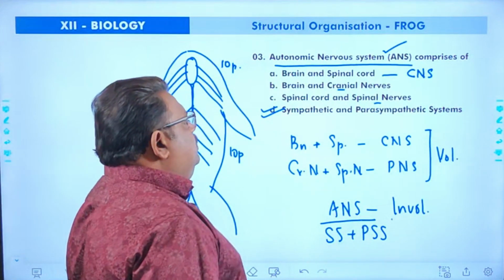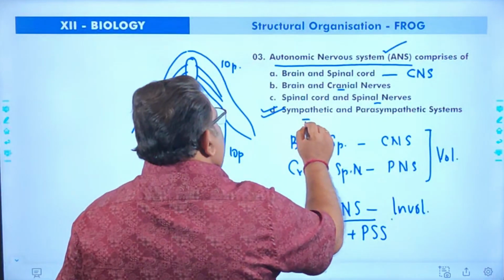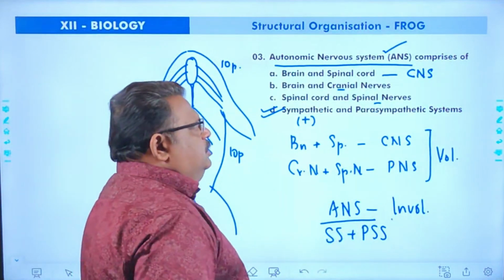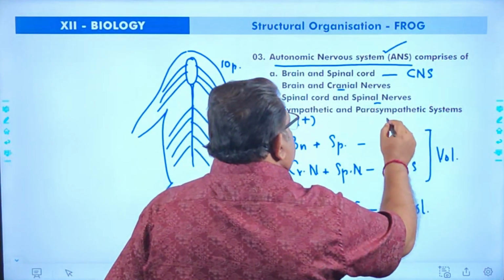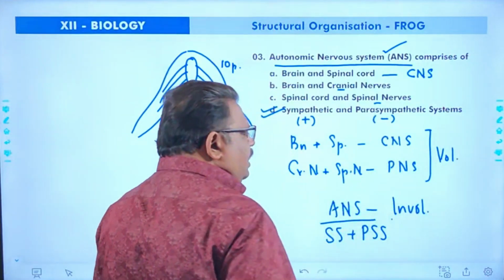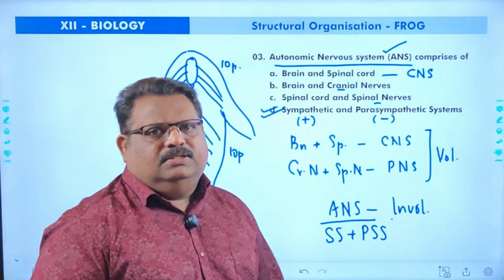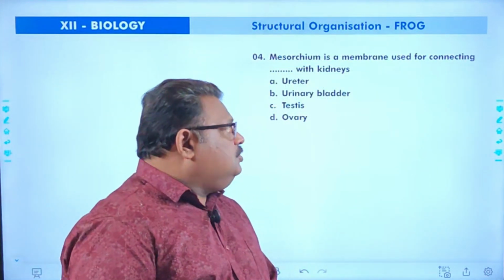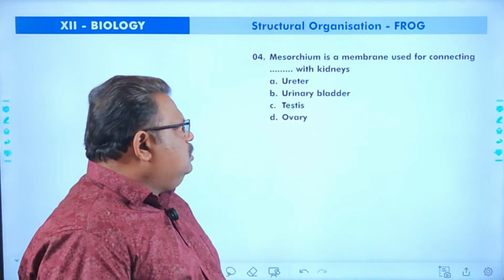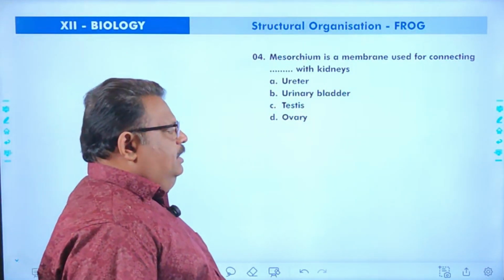The sympathetic system is considered to be excitatory, that increases the functions, and the parasympathetic system is considered to be inhibitory, that suppresses the functions. Okay, the fourth question that we already discussed. Mesorchium is a membrane used for connecting dash with the kidneys.